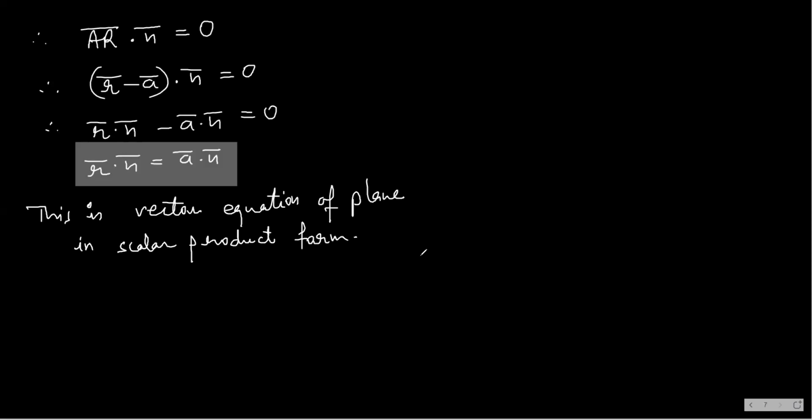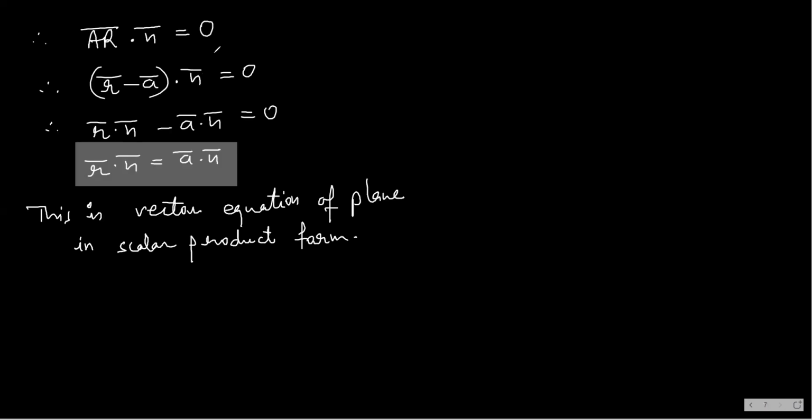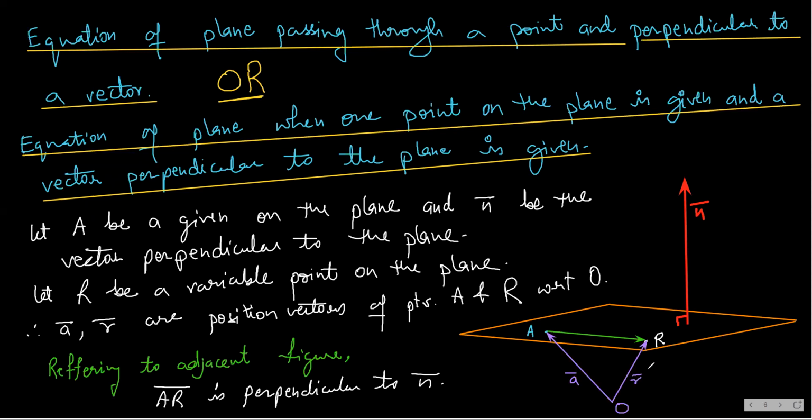Okay, very simple students, very simple. What did we do? There was a given point. There was a given vector perpendicular. I took a variable point. AR bar is perpendicular to N bar. Then I applied the dot product, and the dot product is equal to 0 because the vectors are perpendicular to each other. How simple it is. So you will now copy this in your notebook. Okay, I missed a word here. We should have a point here. Let A be a given point on the plane.